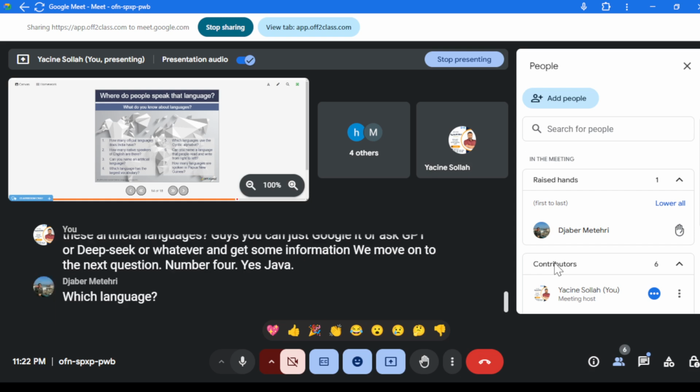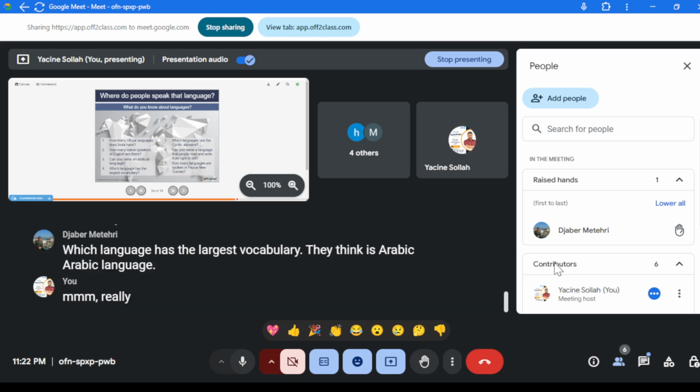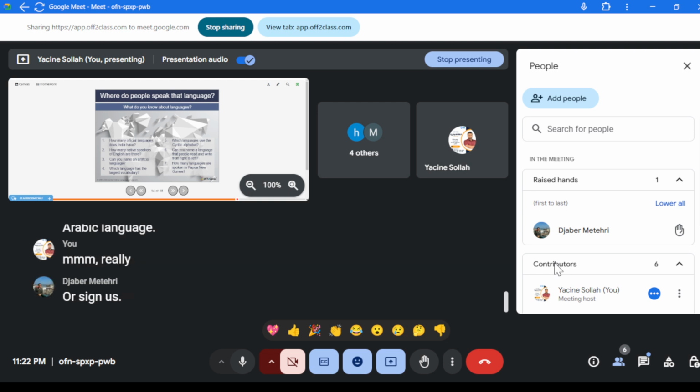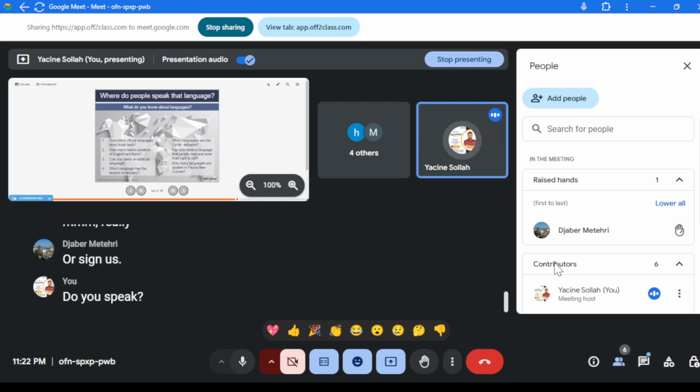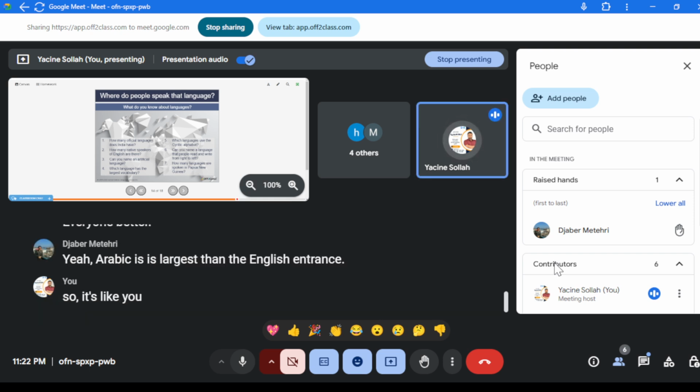Which language has the largest vocabulary? I think it's Arabic language. Really? Or Chinese. Do you speak Chinese, Jabir? Yeah, a little. I speak English. The Arabic is larger than the English and French. So it's like you are sure about this information.